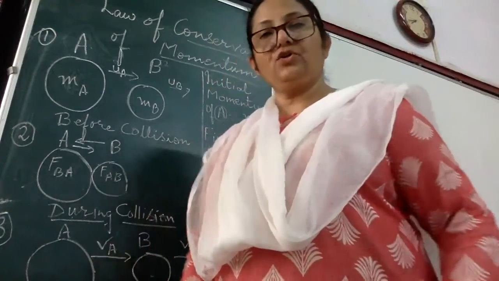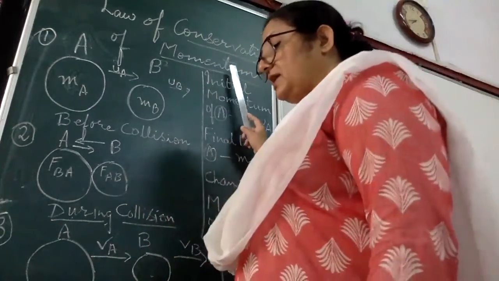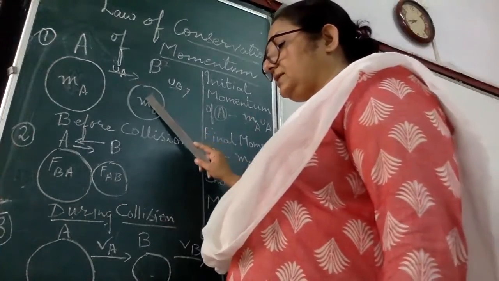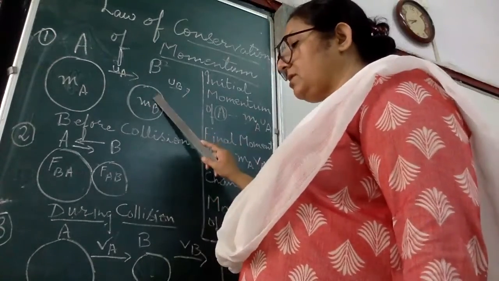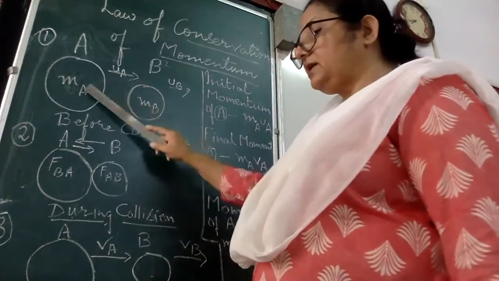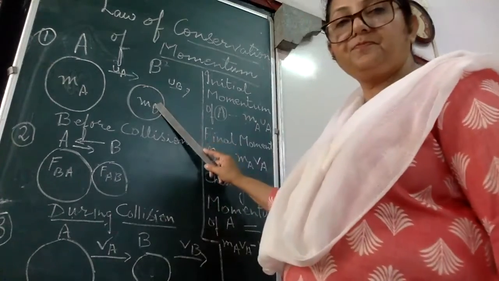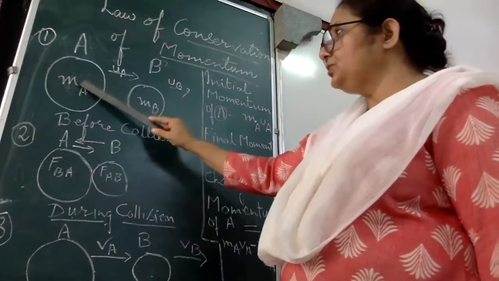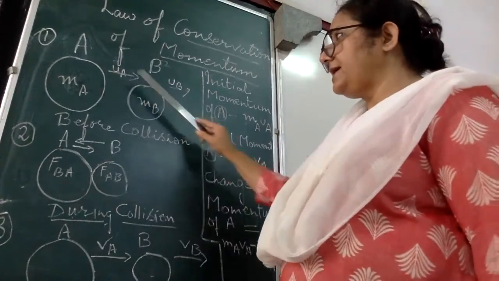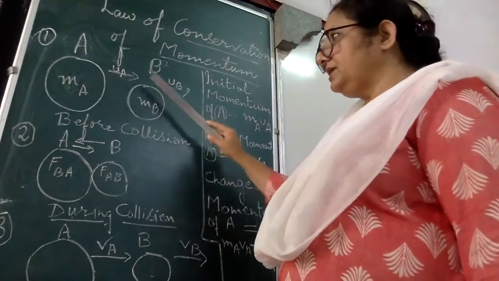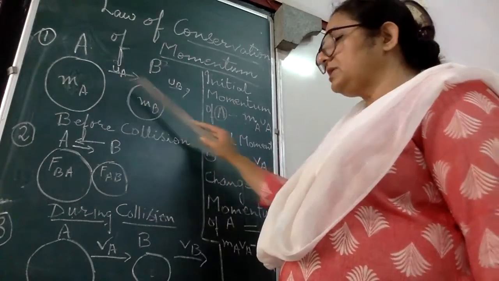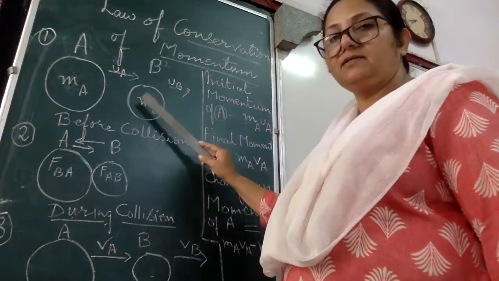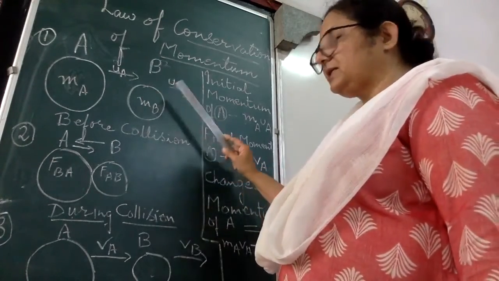This law of conservation of momentum states that when two bodies interact with each other, the sum total of their linear momenta is constant. What did I say? When two bodies, in this case A and B, interact with each other, the sum total of their linear momenta remains constant. That means the momentum remains conserved.